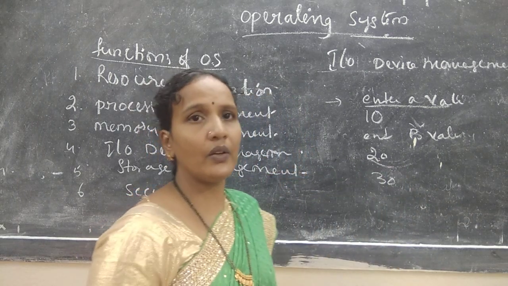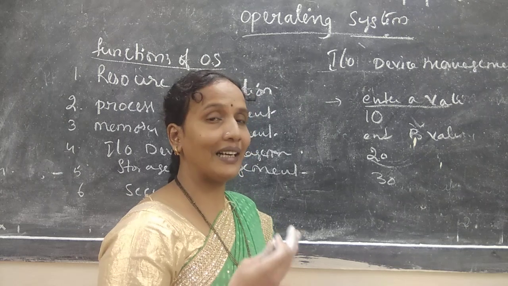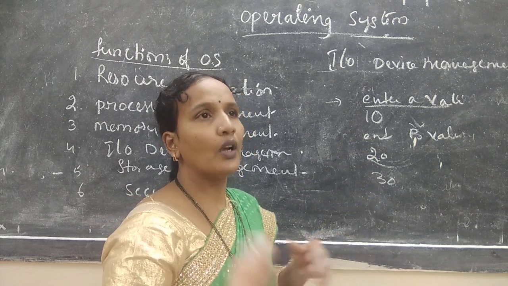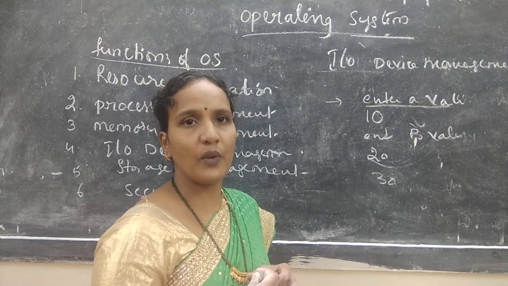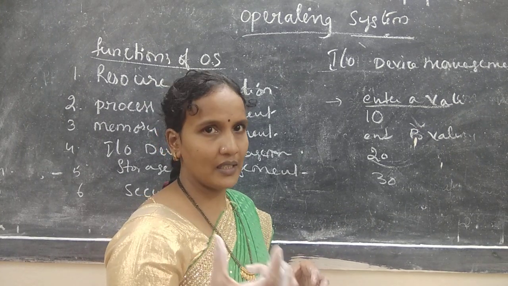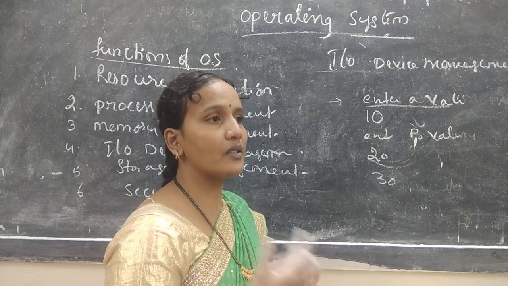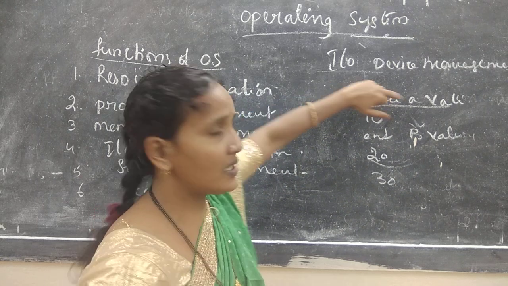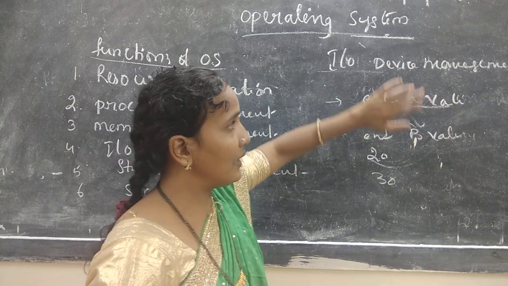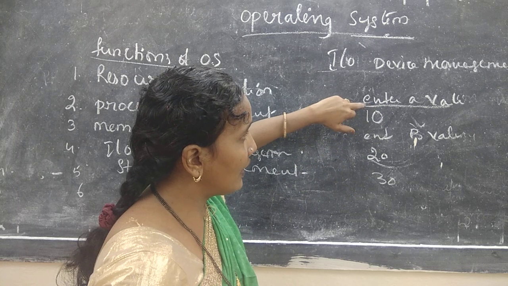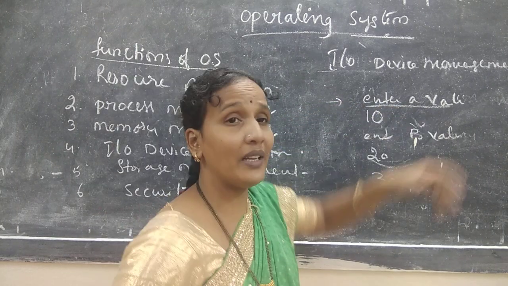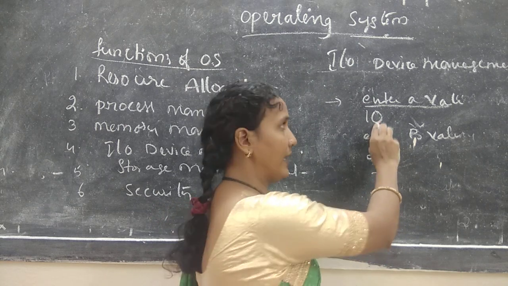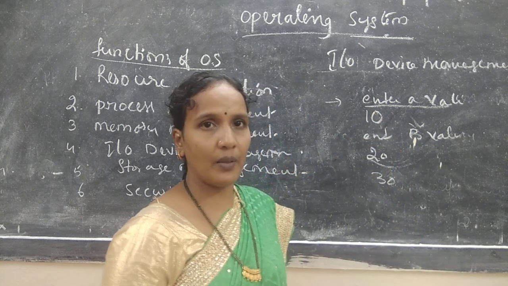While executing, a process may require input or it may require an output device. For example, you are writing a CD. It requires some output device. In such cases, the operating system should give the required output to the process. So in this example, the user is executing a program meant for the sum of two numbers. Here the system is giving a prompt, enter a value, meaning it is asking the user to supply a value. Next, this program is asking for the b value.